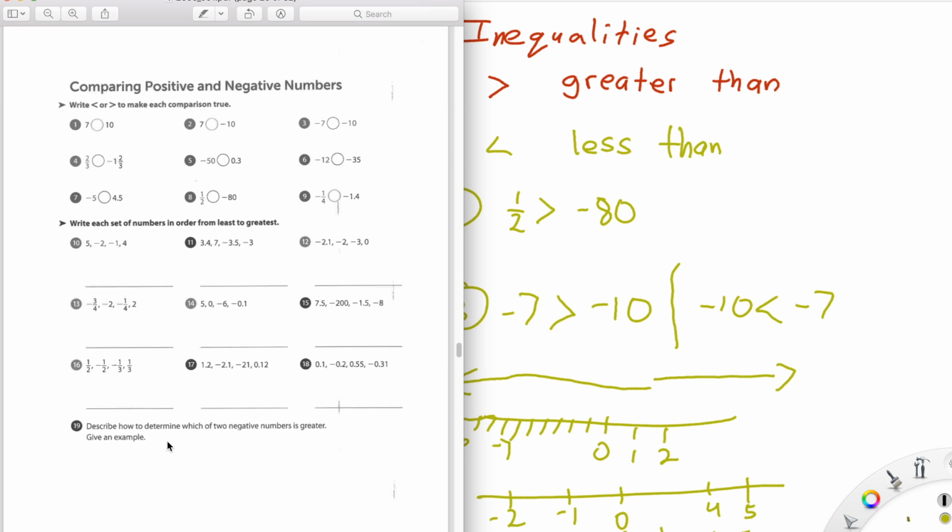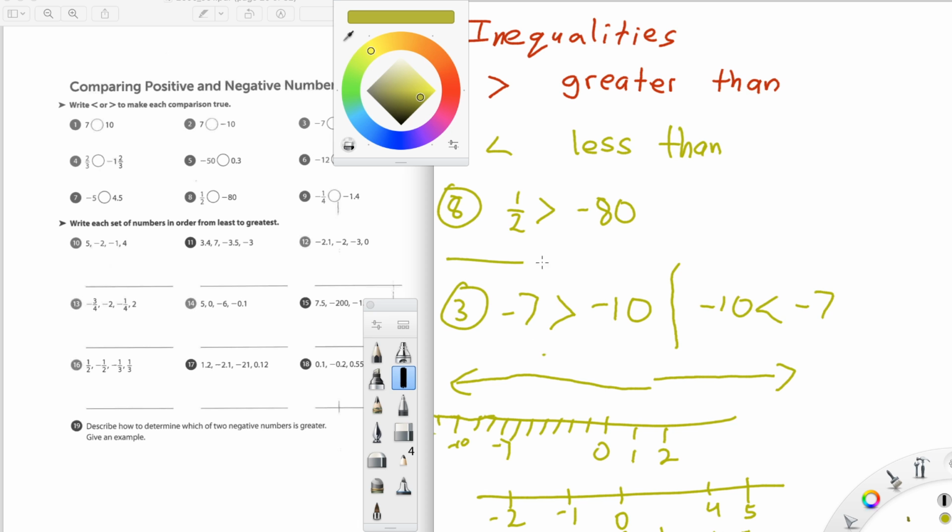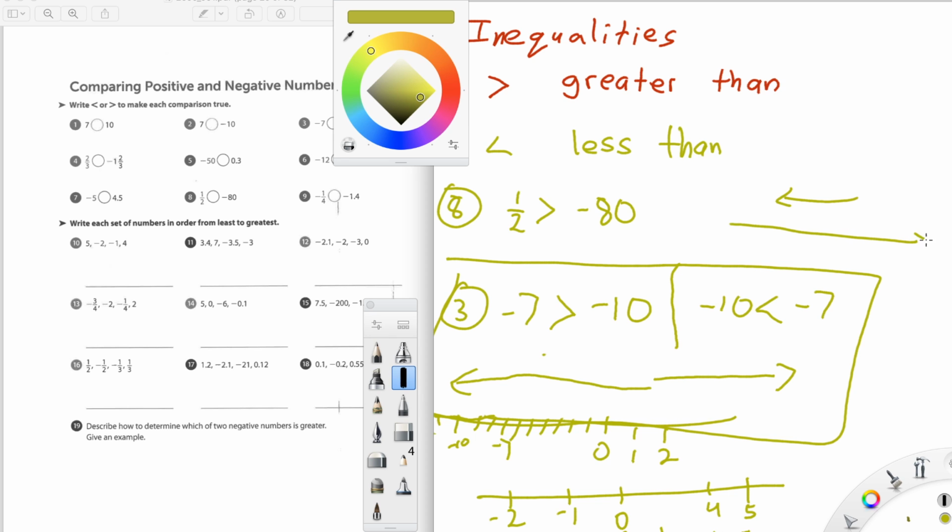Number 19 says, describe how to determine which of two negative numbers is greater. Oh, that's the way I explained it. How can you tell which of two negative numbers is greater and which is less? The main explanation was that the farther to the left on the number line the number is, the smaller it is. And if the number is more to the right side on the number line, it is bigger.